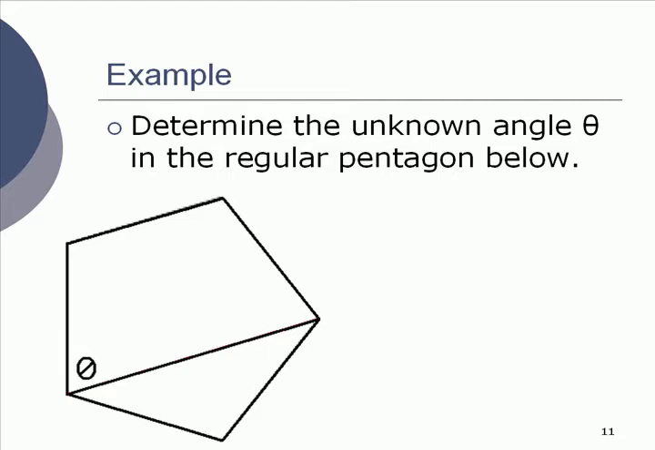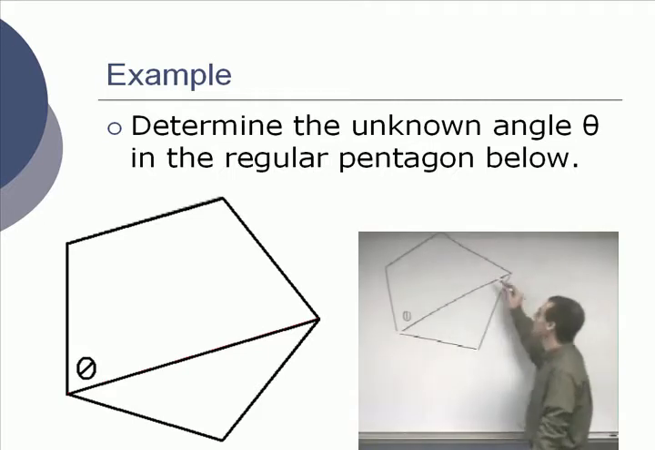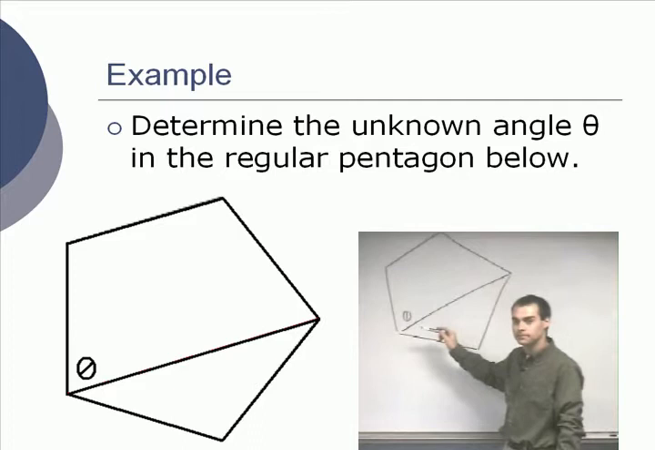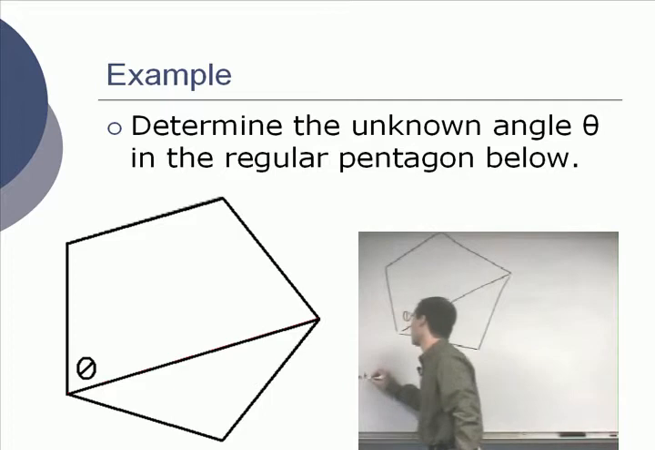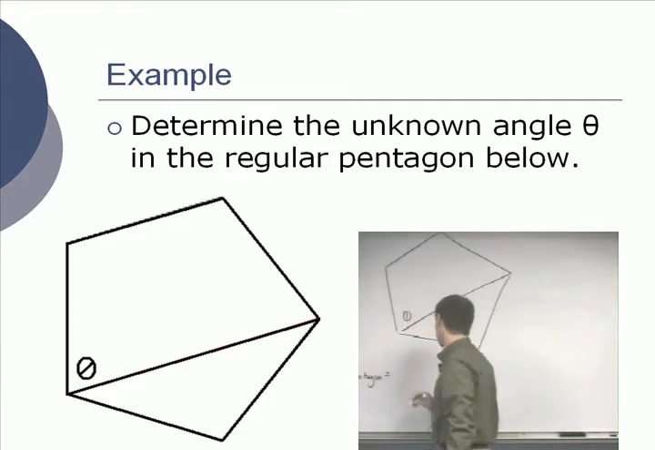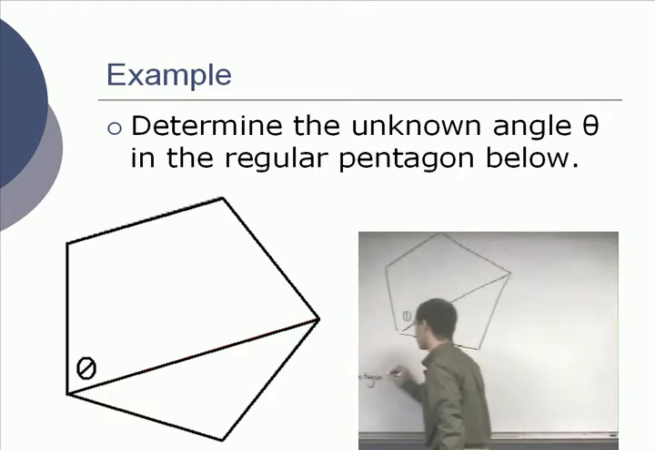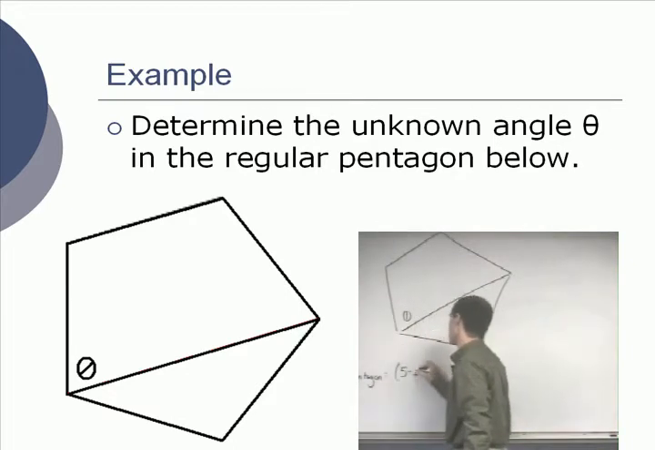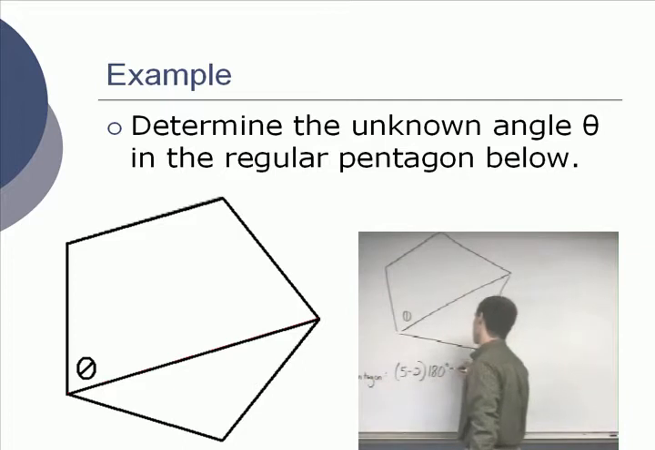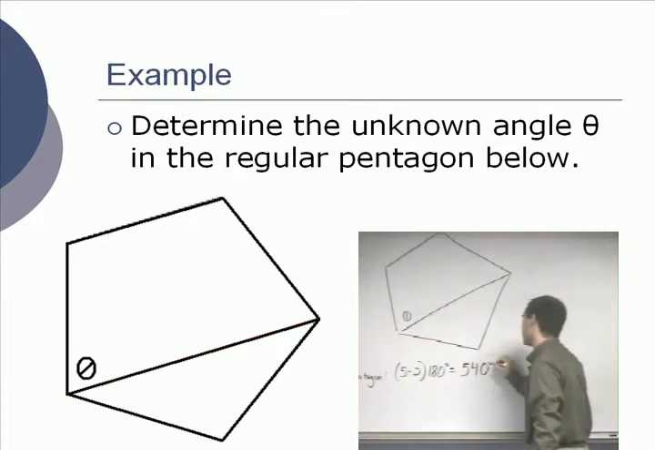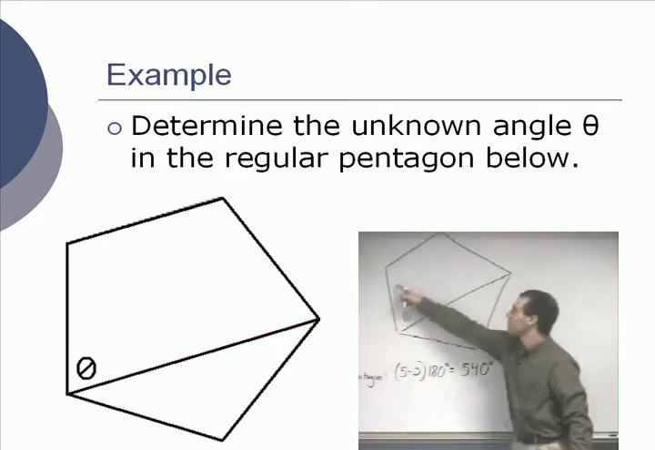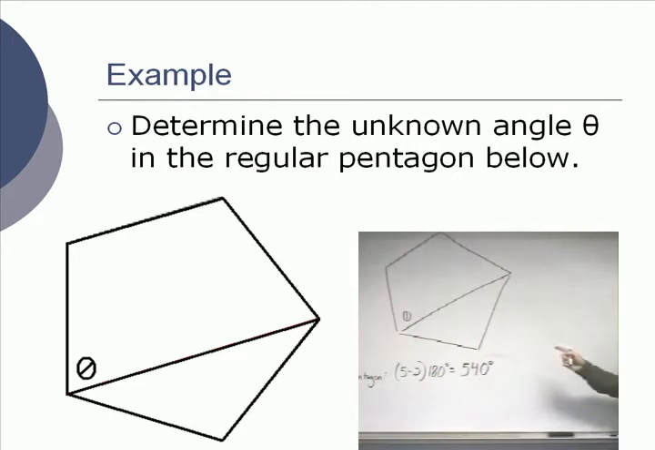Start with the pentagon. Each one of the vertices in this pentagon will have how many degrees in it? Well, it's a pentagon, so we're going to take 5 minus 2 times 180 degrees. We get 540 total degrees in the pentagon. Whoops, not 54, 540. That's the sum of those 5 interior angles.